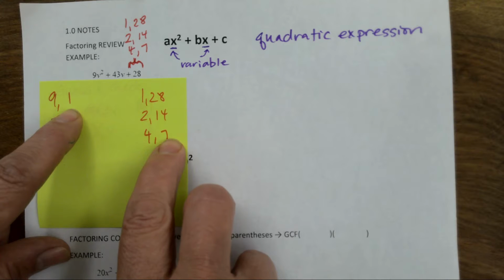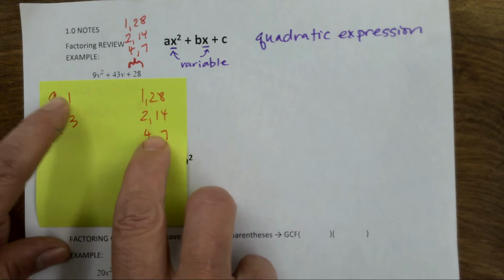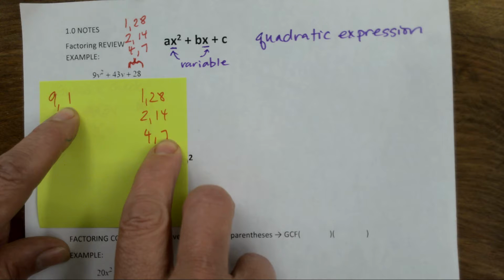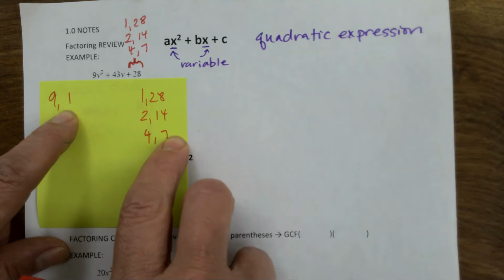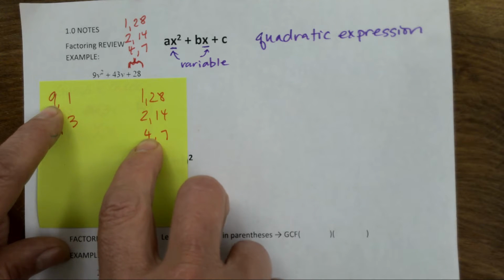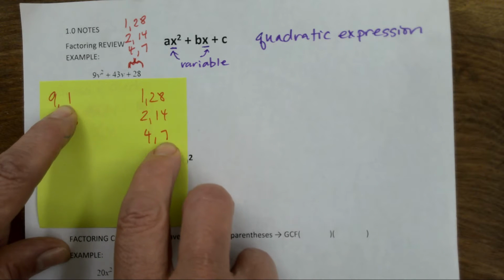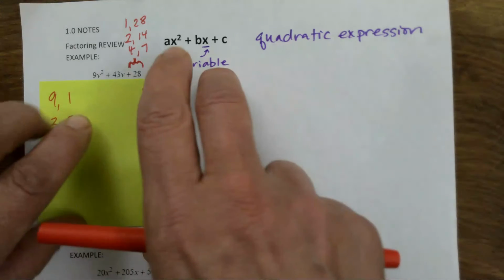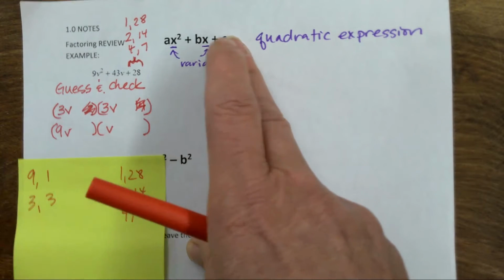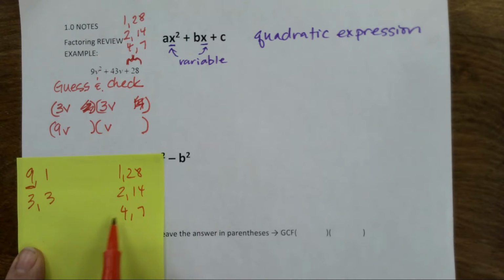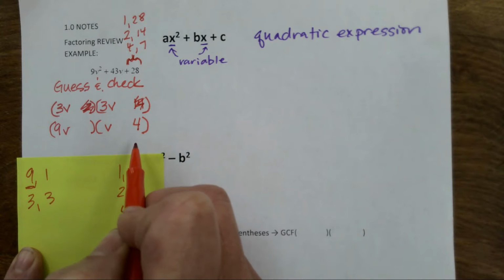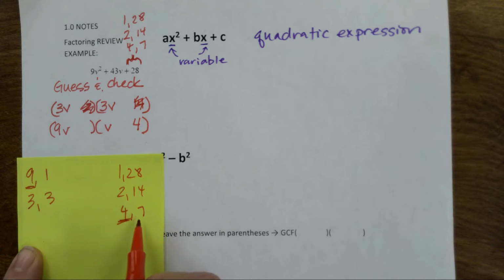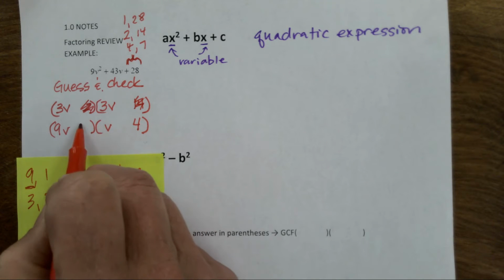36 and 7. Is there anything I can do with 36 and 7 to get 43? I see some nods. 36 plus 7 is 43, right? So that means that I have to multiply the 9 times 4 and the variable by itself times 7. So I'm going to put that down here. This is the guess and check. I'm going to do the 9 times 4. So 9 gets multiplied times 4. And the 1 times 7, that means the 1v gets multiplied times 7.